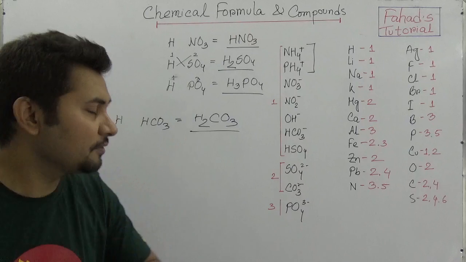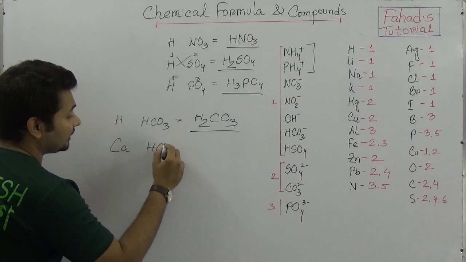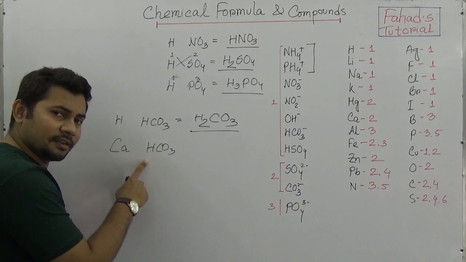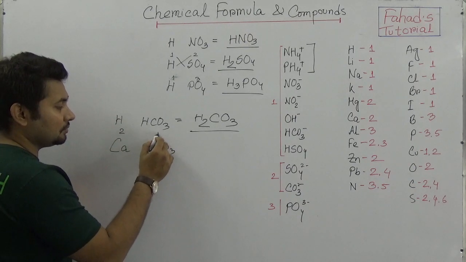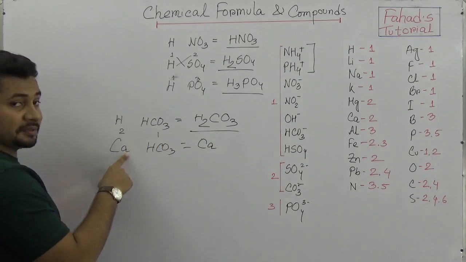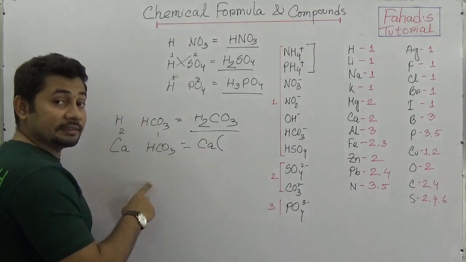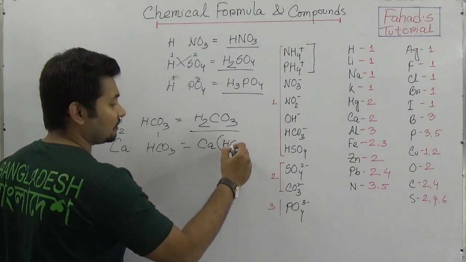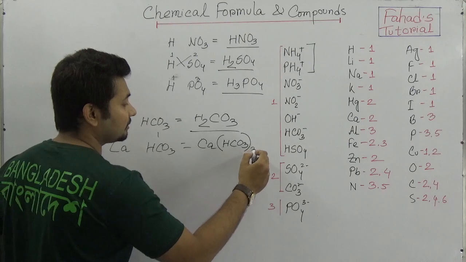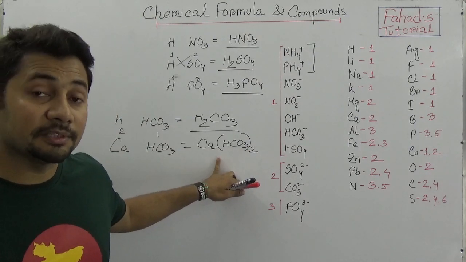Or even if you say that calcium is added with bicarbonate, then you think the valence of calcium is 2 and this is 1. So it would be like Ca, as 1 would be here and 2 would be there. We need to make a bracket and then HCO3 bracket close 2. And this is the formula of calcium bicarbonate.